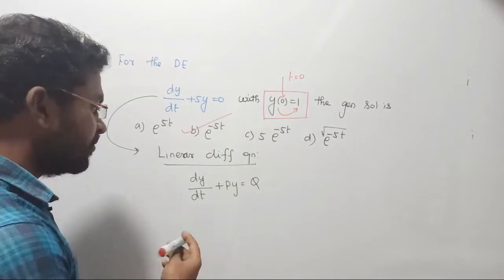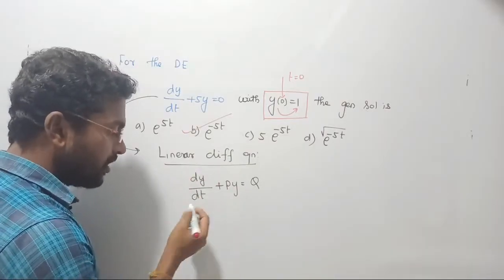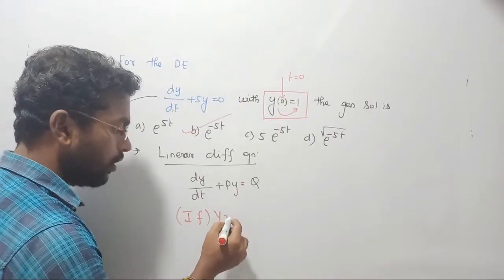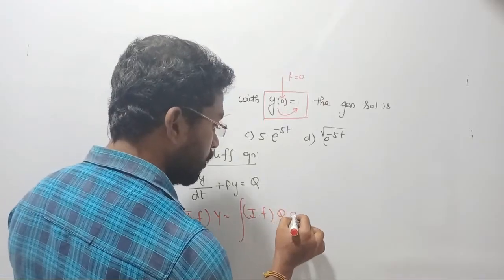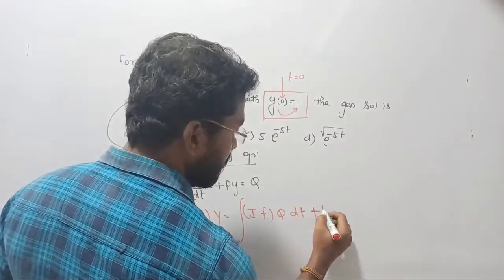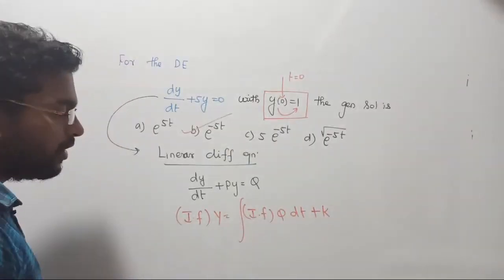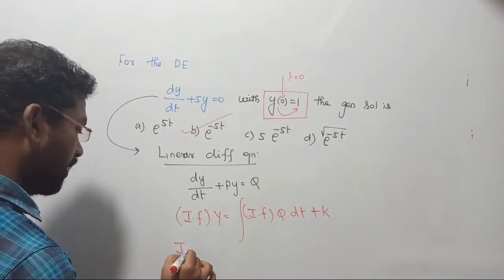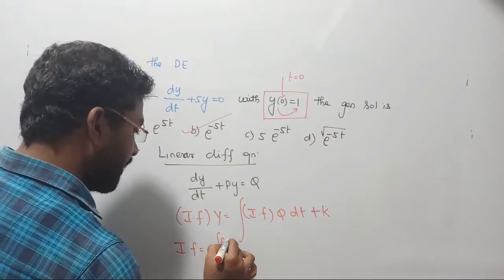Now let's go ahead. For this equation, the solution is: integral factor into y equals integral of integral factor into q with respect to dt, because here my independent variable is t, not x, plus the arbitrary constant, either c or k, it's up to you. Step number 1, we should find the integral factor. The integral factor formula is e power integral of p dx. We know that one, right?